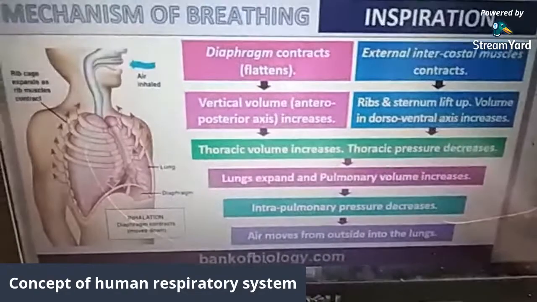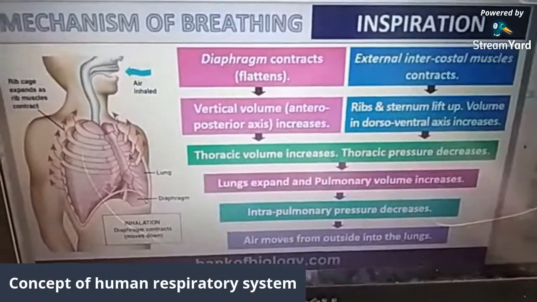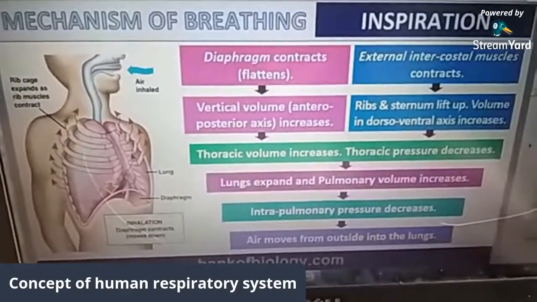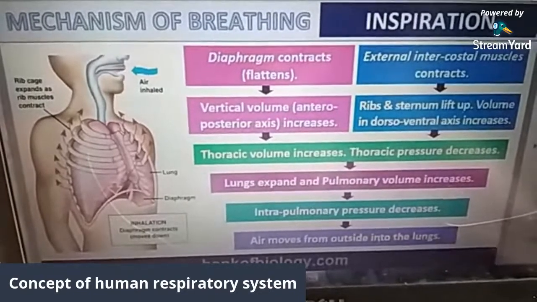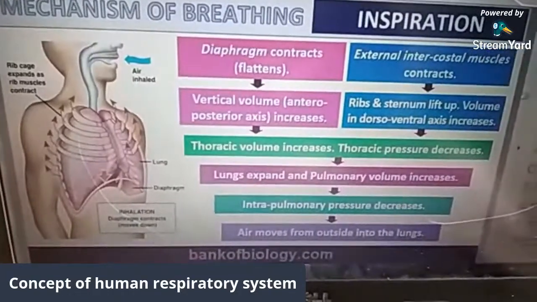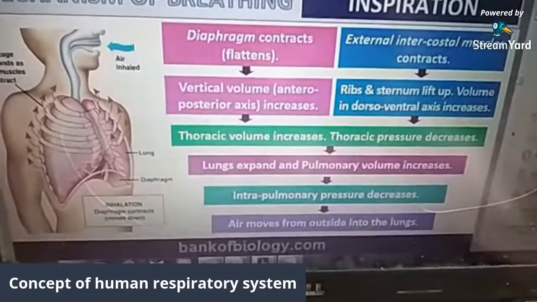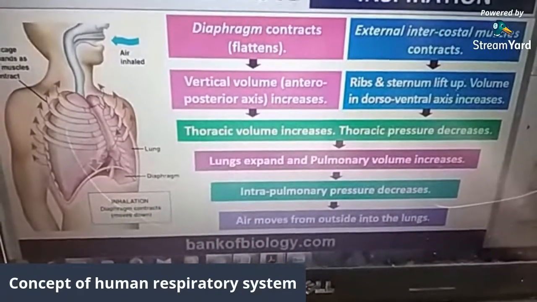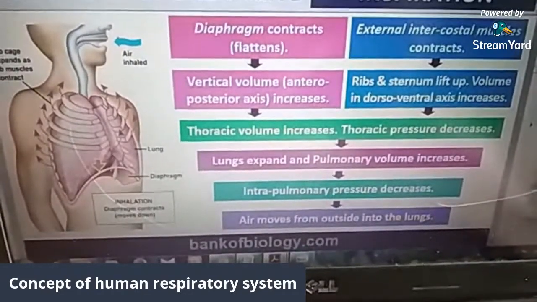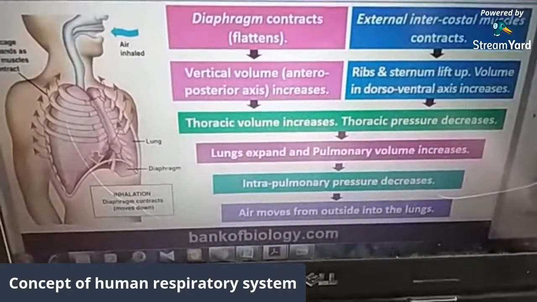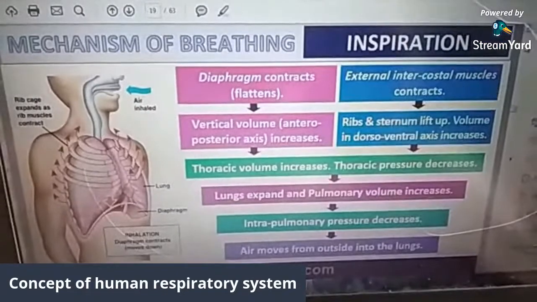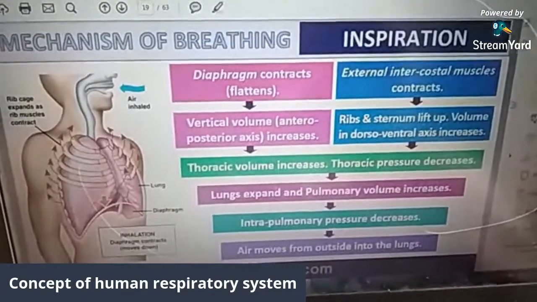What does it mean? Actually, for inhalation, or the intake of air, the main motto is to increase the volume of area in our ribs region, in our chest region. Clear? Next, thoracic volume increases, thoracic pressure decreases. After that, the lungs expand and pulmonary volume increases. Next, intrapulmonary pressure decreases and air moves from outside into the lungs. Clear? So this is the overview of the inspiration process.